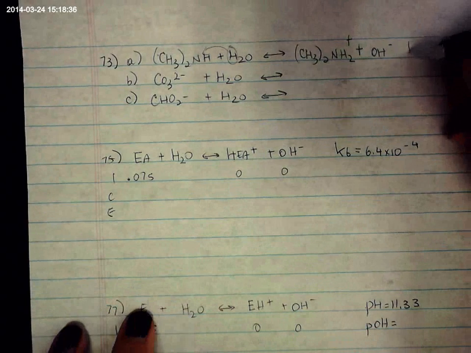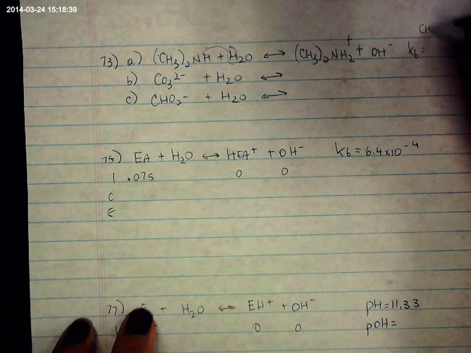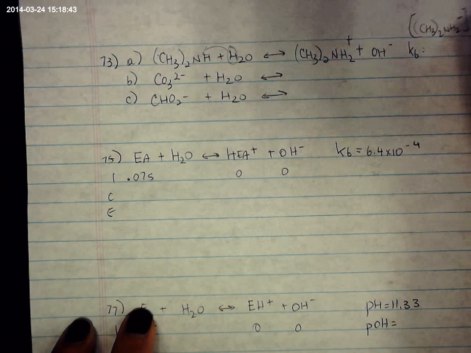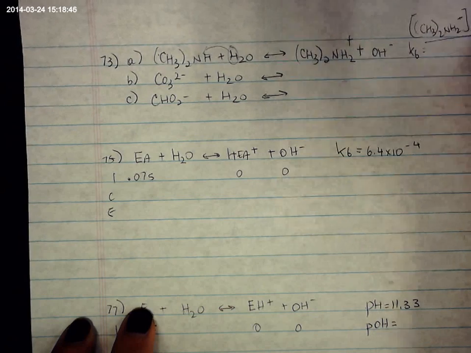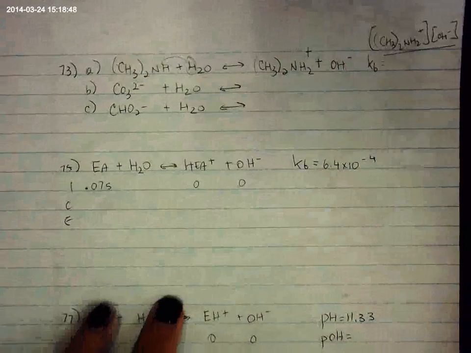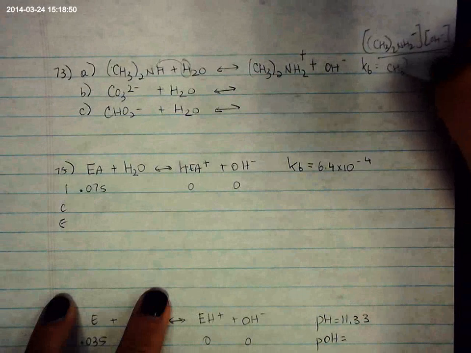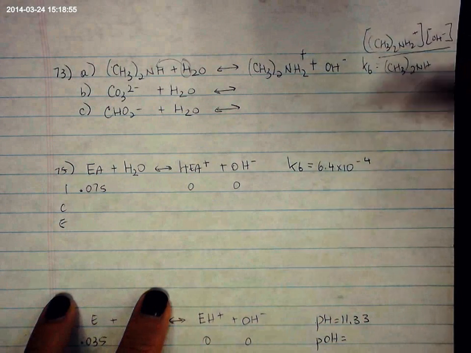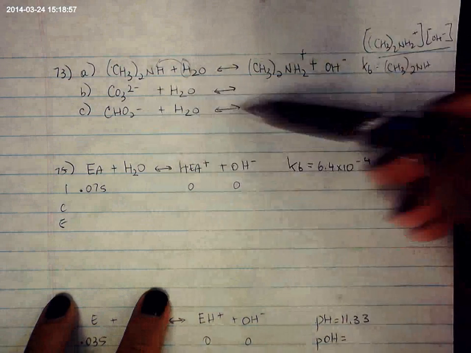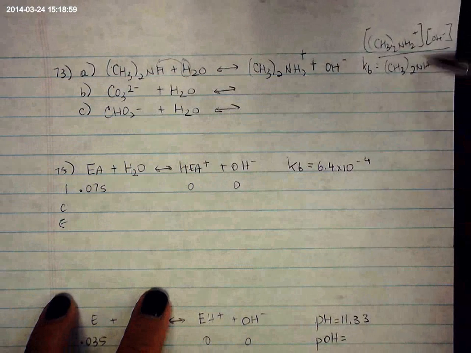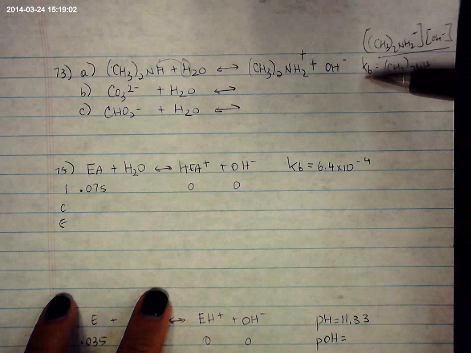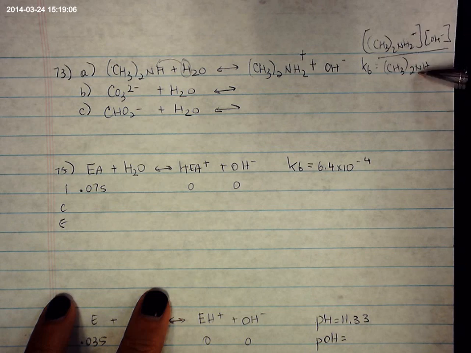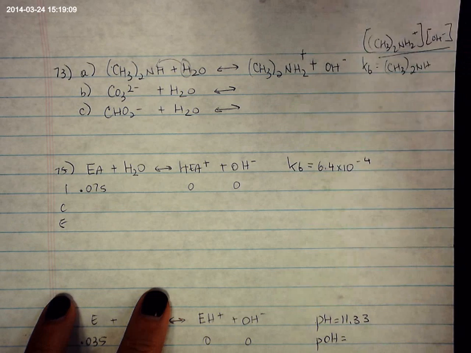The mass action expression Kb would be (CH3)2NH2 plus times OH minus over, let me move this over so you can see it, (CH3)2NH. I'm not going to write the Kb expressions for the other two equations. I'm just going to write the reactions. There's no need for me to do this. I think by now you've realized that for mass action expressions for Kb, you put products on top, reactants on the bottom, the coefficients become powers, and you don't include water in any of these expressions.